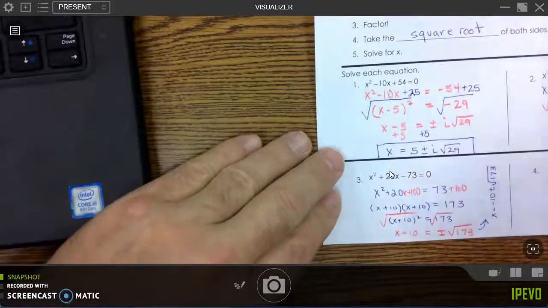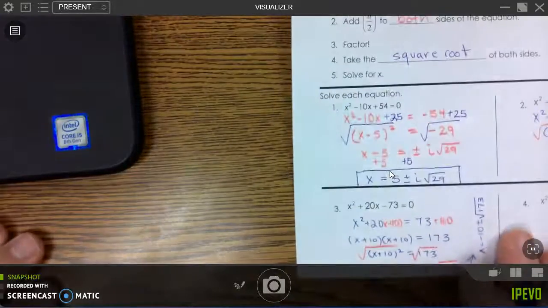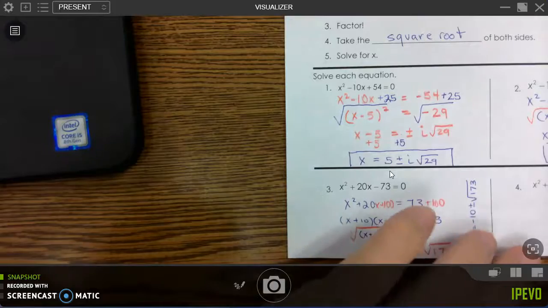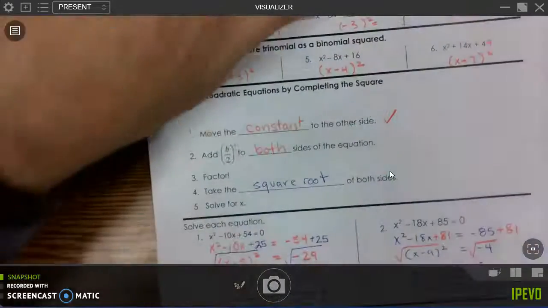Oh, I'm going to have to find a better way to set this paper. All right. You do number 4 on your own. Let's see if I can get this camera to.